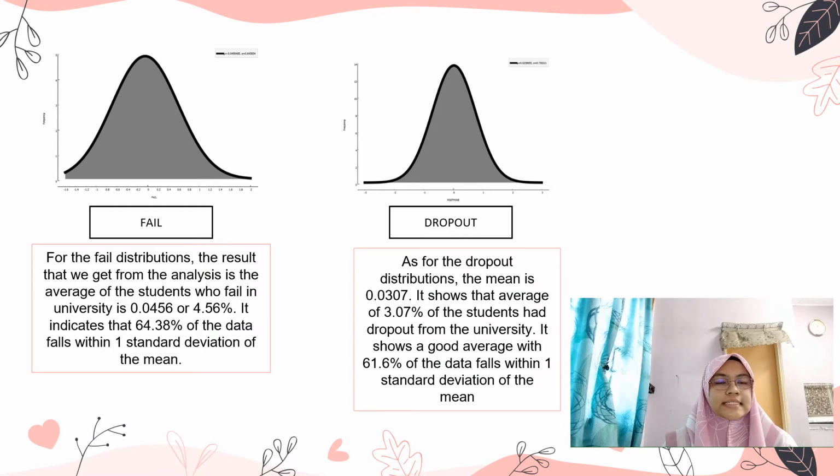For the failed students, the average is about 4.56%, and about 64.38% of the data fall within one standard deviation of the mean. And for the dropout students, the average is 3.07%, and 61.6% of the data fall within one standard deviation of the mean.